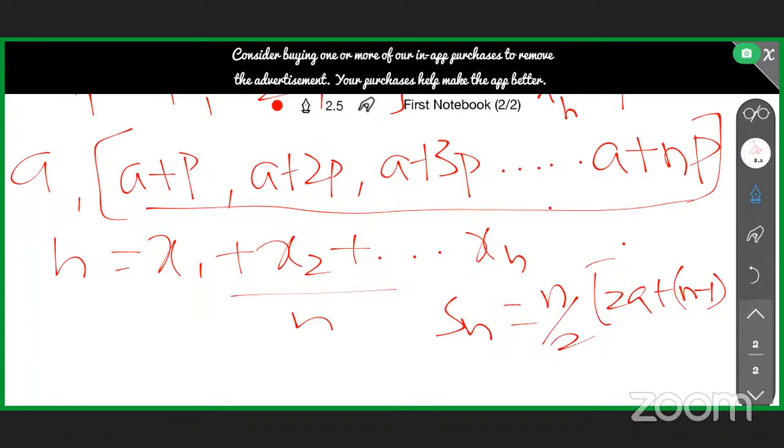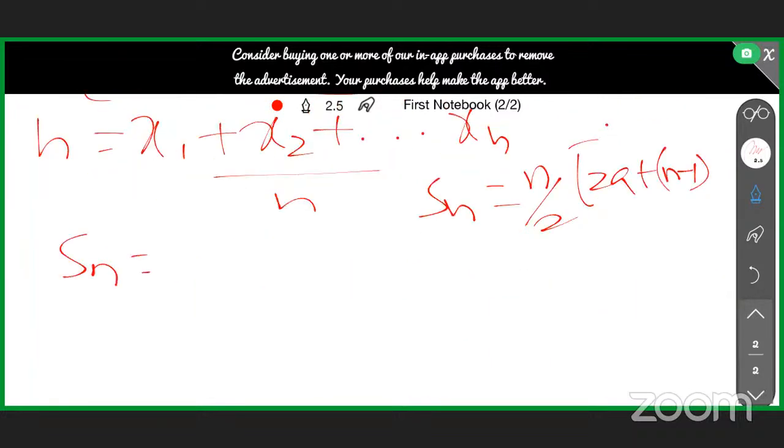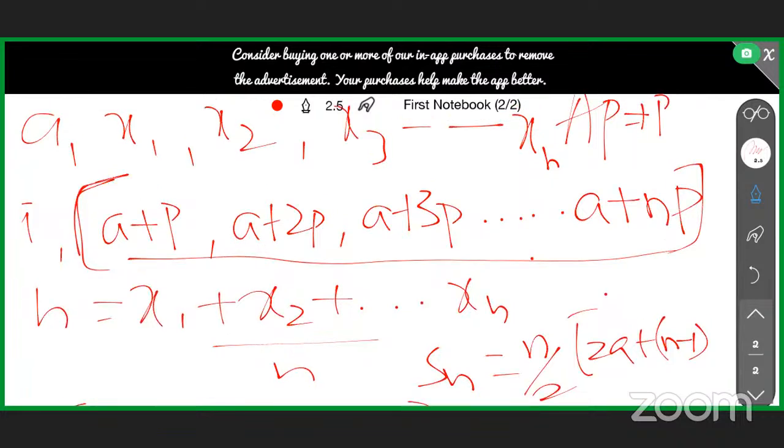But we know another formula for the same Sn in AP. Sn is equal to n by 2 into (a plus l), that is, first term plus last term. Now look carefully. I am taking this as a separate series, because this series we are naming as H. Do you remember here? We are naming it as H.